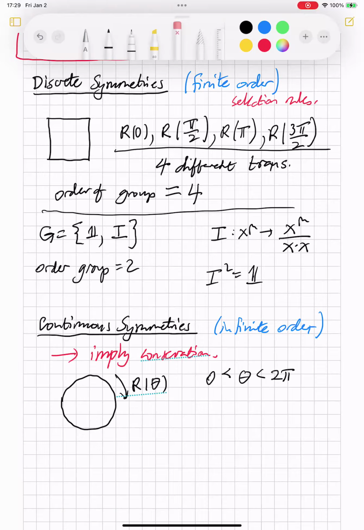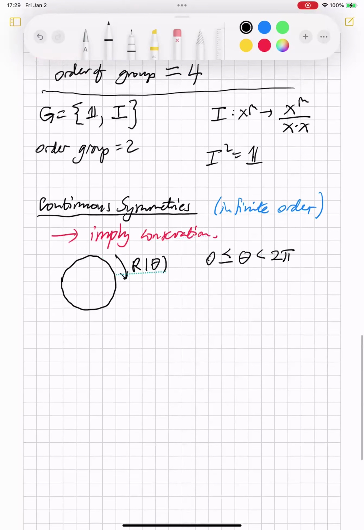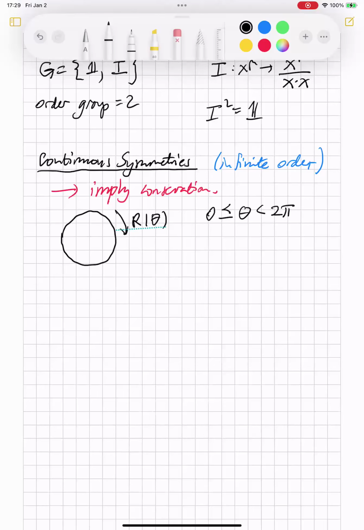Good. Now, there's an infinite number of transformations because you can rotate by any angle theta, and two rotations with different thetas are different rotations. There's an infinite number of different transformations in this group. So this is a group of infinite order. And of course, the conformal group itself is an example of a continuous group.